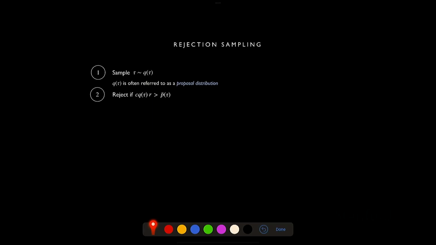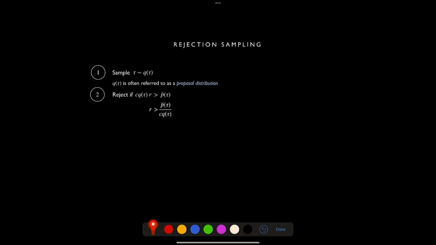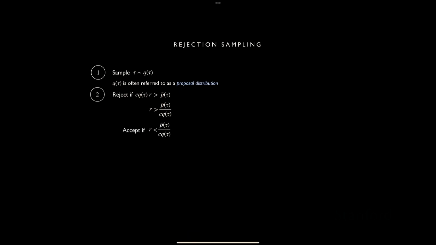Okay, and then we basically said we reject this dart if C times Q of tau times R is greater than this P bar, our target density. So I'm just going to rewrite that a little bit. I just divide both sides by C times Q of tau. And then just to switch it to a positive, I'm going to say we'll accept the dart if R, which we sampled between 0 and 1, is less than this particular value here. So this is the criteria we use.